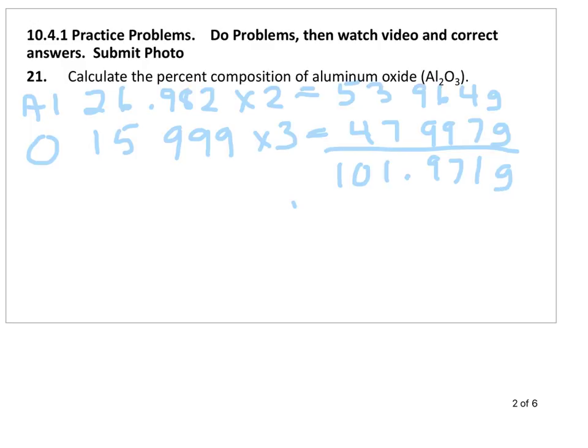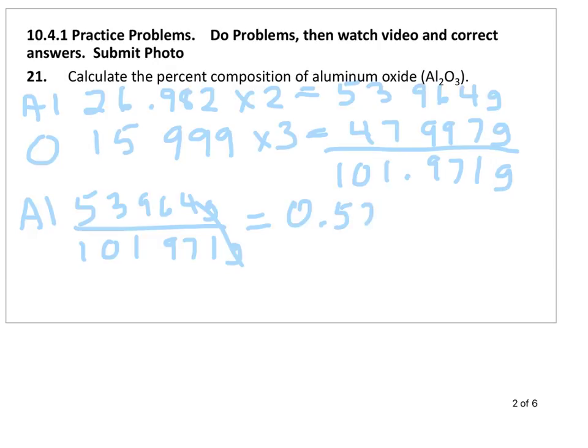Add that up for 101.971 grams. And for aluminum, we take its part, 53.964 grams, divided by the whole, 101.971 grams. Grams divide out, leaves us 0.5292, or 52.92%.